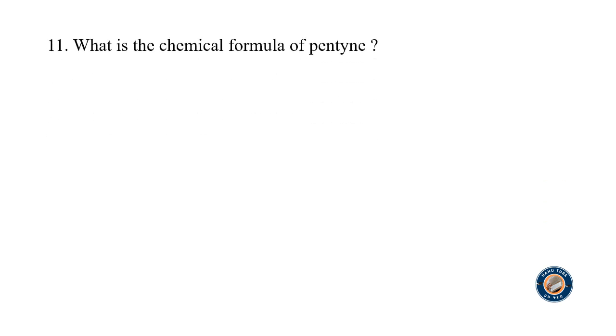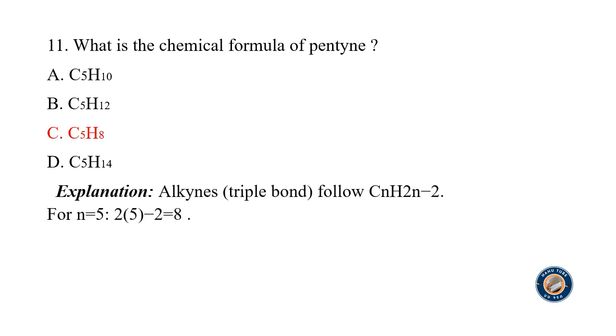Question number 11. What is the chemical formula of pentane? A. C5H10. B. C5H12. C. C5H8. D. C5H14. The answer will be C5H8. Alkynes, with a triple bond, follow CnH2n-2, for n equal to 5, which is 2 times 5 minus 2, which is equal to 8. Therefore C5H8.